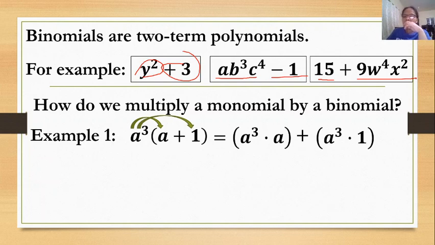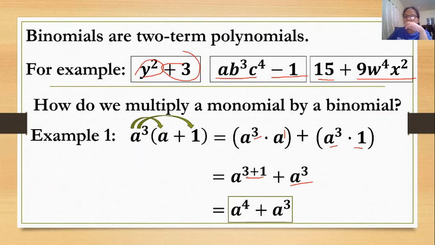Now, last time, when we multiplied monomials with the same variable, we simply added the exponents. So the exponent of a is 3, and there's a 1 here which is invisible. So that's 3 plus 1. And then any expression multiplied by 1 is equal to itself. And then simplify, 3 plus 1 will get 4. So the product is a to the fourth plus a cubed.